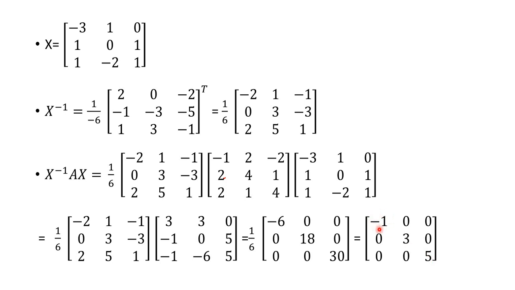So in this diagonal matrix, the diagonal entries are eigenvalues. The first eigenvalue is minus 1, corresponding to the first column vector. Here minus 3, 1, 1 is the eigenvector corresponding to the eigenvalue minus 1. 1, 0, minus 2 is the eigenvector corresponding to the eigenvalue 3. And 0, 1, 1 is the eigenvector corresponding to the eigenvalue 5. So the diagonal matrix of our matrix A is minus 1, 0, 0, 0, 3, 0, 0, 0, 5.